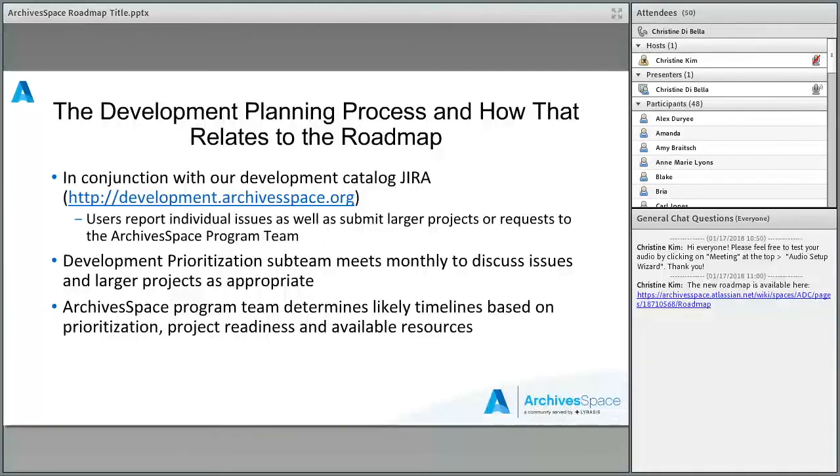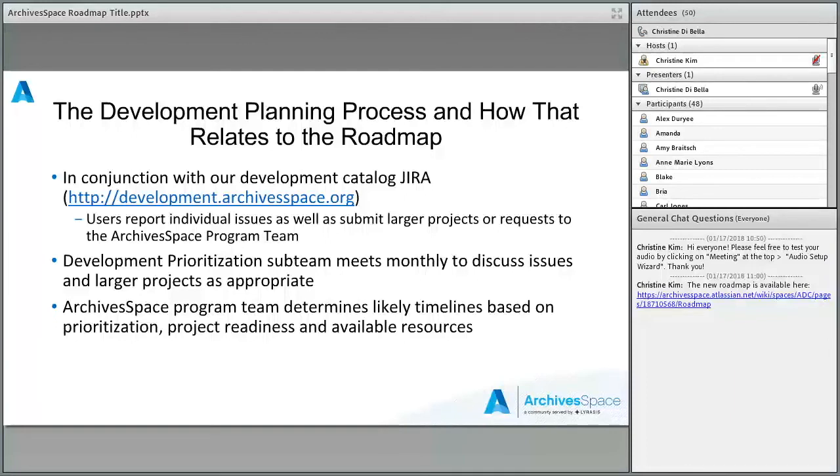We have our Technical Advisory Council and our User Advisory Council. Those are appointed from the membership of ArchivesSpace. There are about 15 to 17 members of each of those councils. And there's a cross-council group called the Development Prioritization Subteam that features members of both of the councils and is really actively involved in prioritizing, from that development catalog, what are the next things to be worked on as we have development resources to work on them.